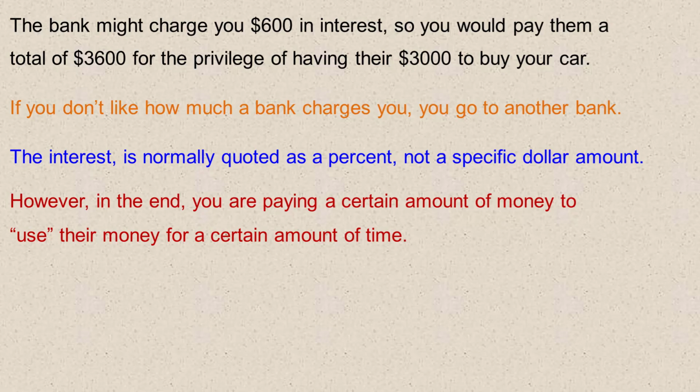A bank is the most likely place you're going to be paying interest to for a loan to buy a vehicle, for example, or a house. And so they're charging you a fee, it's called interest, for you getting their money for a certain amount of time so you can buy your vehicle or your house or whatever it is. And that's the end of the tutorial.